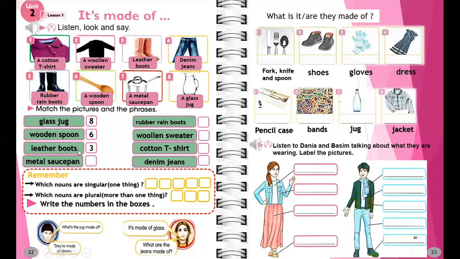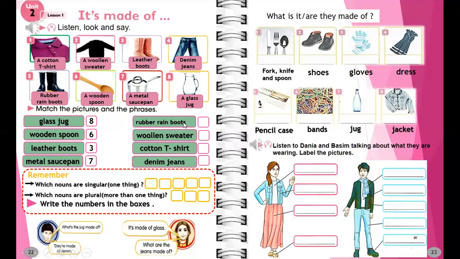Plural boots. Also here rubber rain boots. أيضا تأخذ بصيغة الجمع. لازم أضيف اس الجمع. وعندي jeans. Denim jeans. أيضا هذه تكون بصيغة plural. لازم أضيف اس الجمع. Metal saucepan. القدر المعدني. It refers to picture 7. So you should write number 7 inside the square.